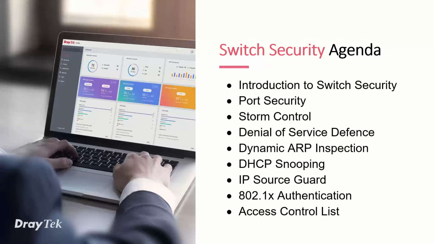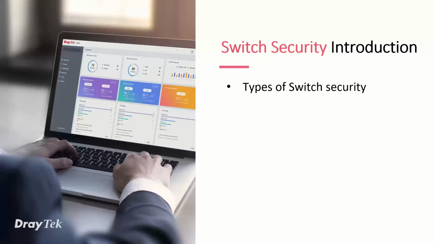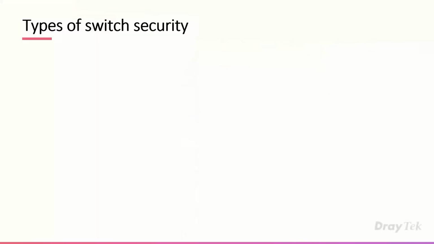We'll be looking at a bit of introduction to switch security, port security, storm control, denial of service, and a few interesting features that are available on our DrayTek estate. Let's quickly move to switch security and types of switch security. Just to start with, in terms of security, from a networking perspective, nothing is basically 100% secure or can be considered 100% secure. Therefore, knowing this, we can only improve security and come as close as possible to that 100% secure figure.